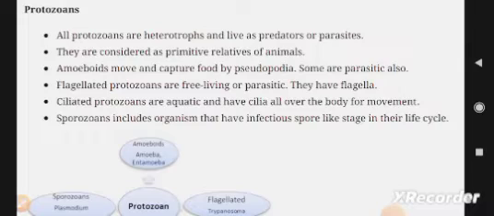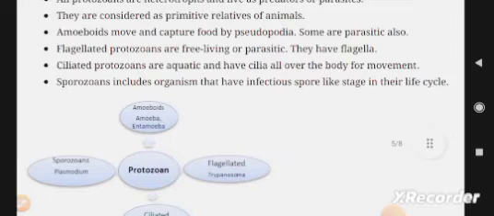Flagellated protozoans are free-living or parasitic. They have flagella. Ciliated protozoans are aquatic and have cilia all over the body for movement. Sporozoans include organisms that have infectious spore-like stage in their life cycle.